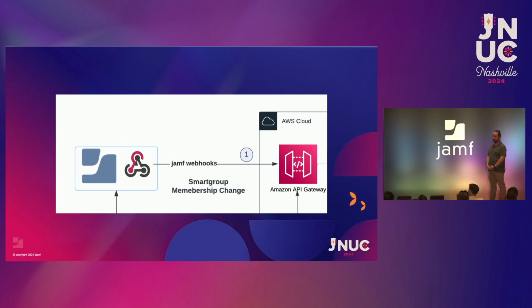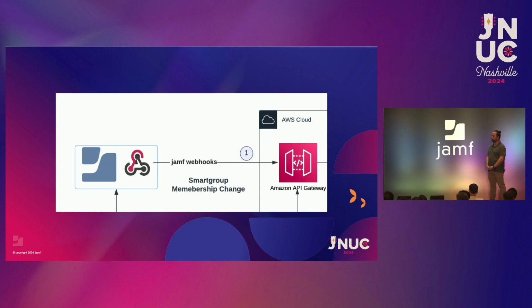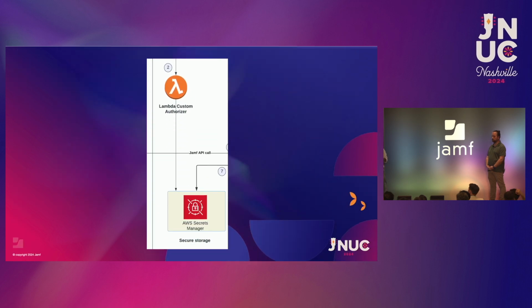So here you can see Jamf is sending a webhook to the AWS API Gateway, and API Gateway fetches the authorization script. It's a custom authorizer Lambda function which we wrote. That Lambda function fetches the auth token for this particular request from Secrets Manager. Secrets Manager is kind of a vault in AWS.